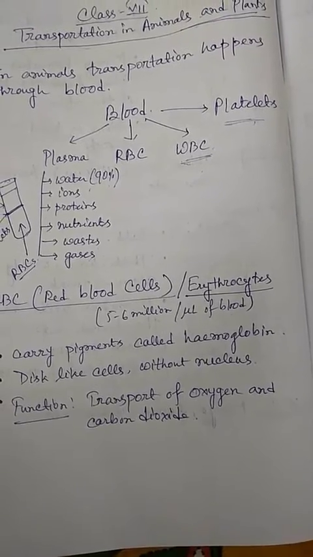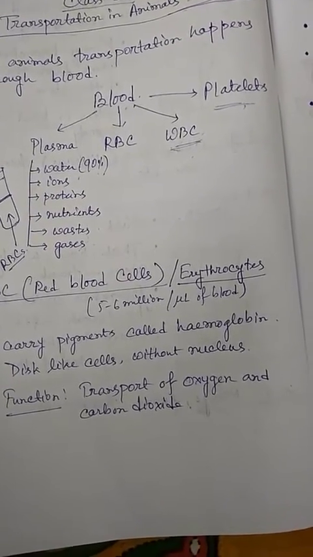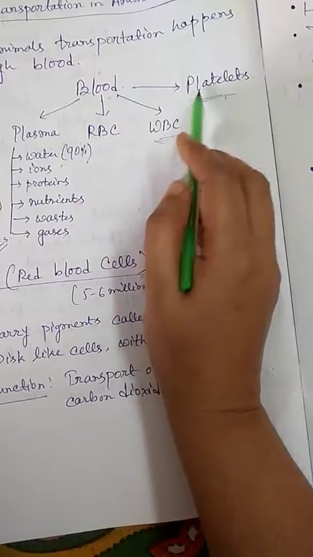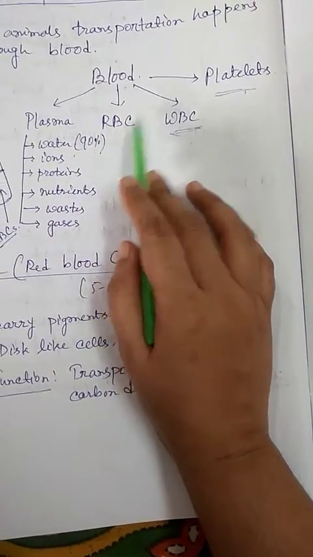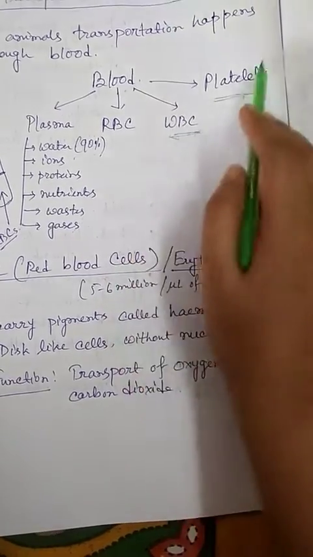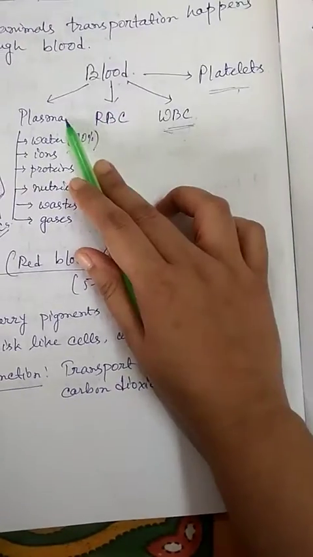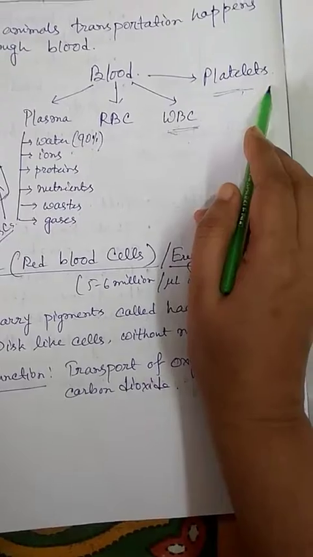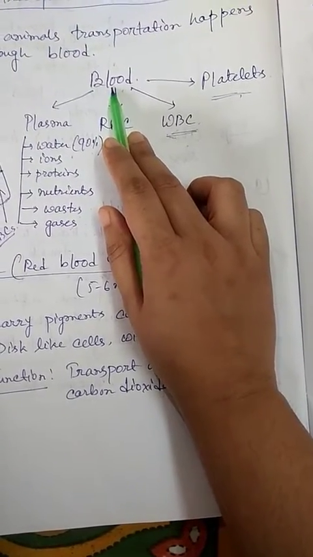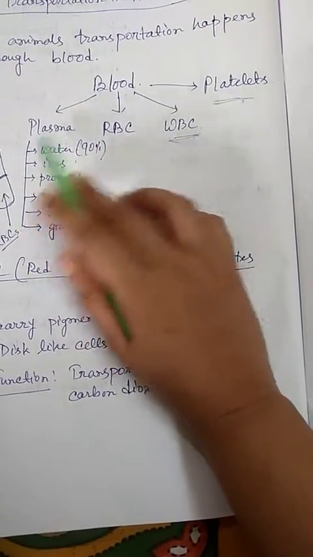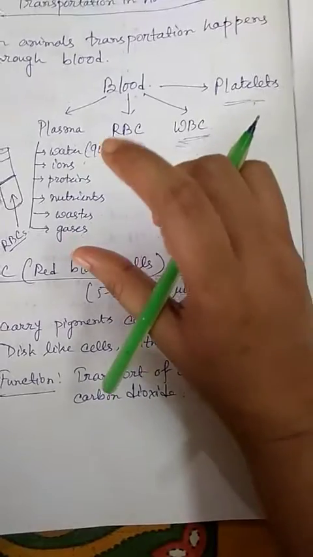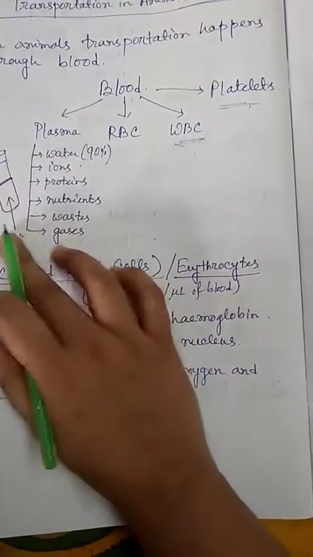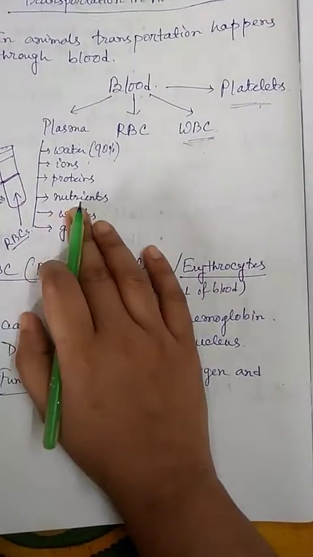Okay, now what are the components of the blood? If we see the components of the blood, we can find plasma, RBC means red blood cell, WBC white blood cell, and platelets. Now how can we get these four components from the blood? If we want to examine the blood, then we have to take some amount of blood in a test tube and perform the centrifugation.